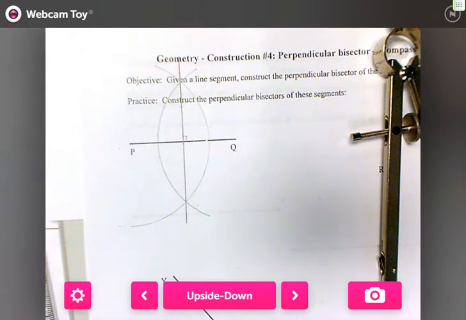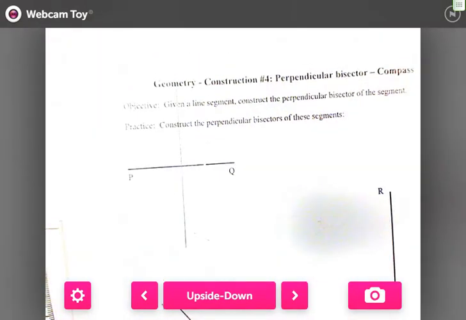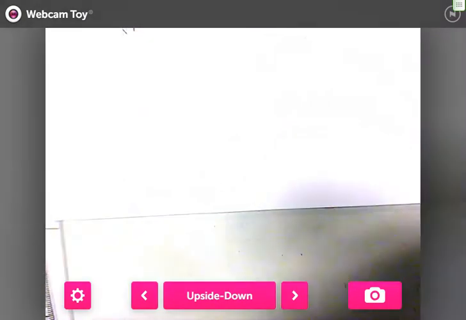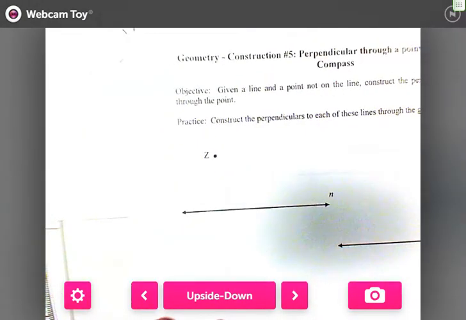Okay, let's go ahead and move to number 5. We're going to make a perpendicular through the point. We're going to make it perpendicular through this point. All right.